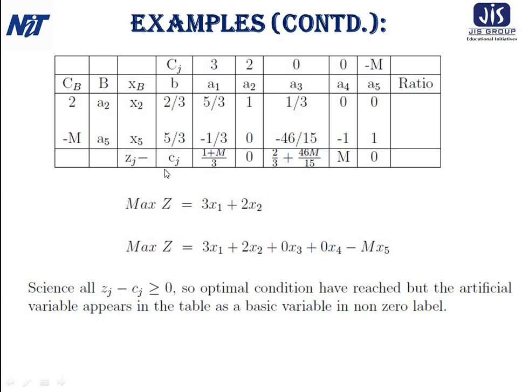Now again we are finding Zj minus Cj. That is 2 into 2 by 3, that is 4 by 3, minus m into 5 by 3. No, we are not calculating the B column. 2 into 5 by 3, that is 10 by 3, minus m into minus 1 by 3, that is m by 3. So 5 plus 1 by 3.